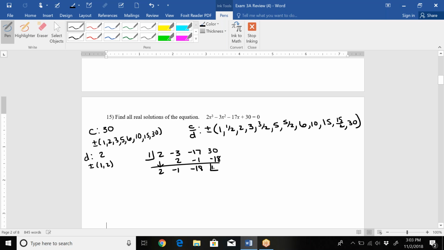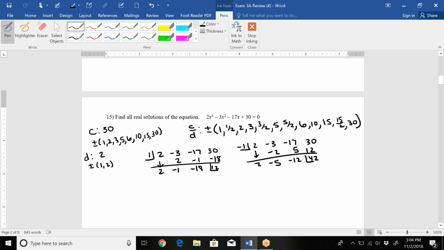Multiply, that gives me a remainder of 12, so not 0. Then I'm going to try -1. 2, negative 3, negative 17, and 30 again. Bring down the 2. This is negative 2. That would be negative 5. That's going to be positive 5. That's negative 12. That's going to be positive 12. That's actually farther away from our goal than we want to be because 12 was closer to 0.